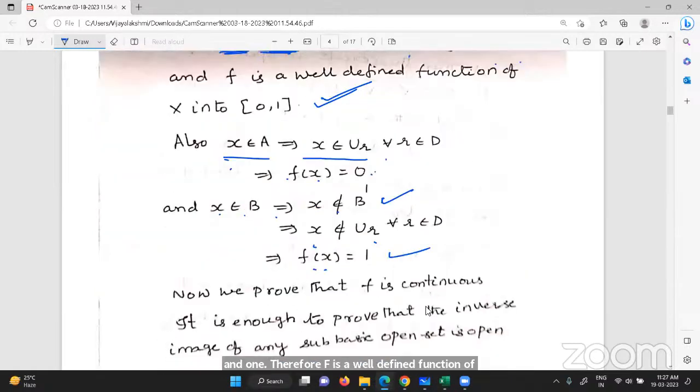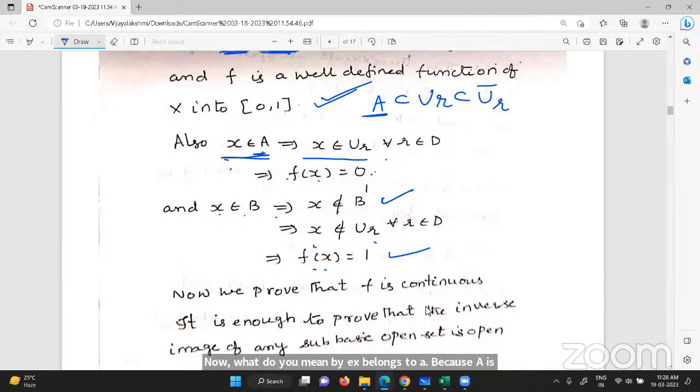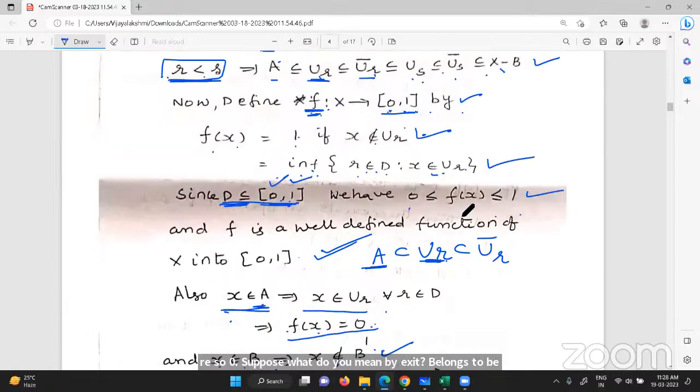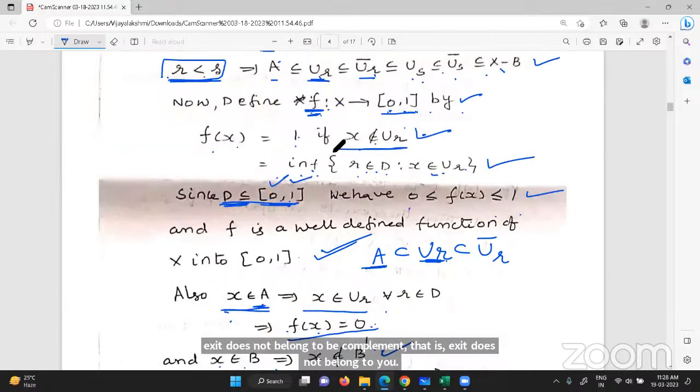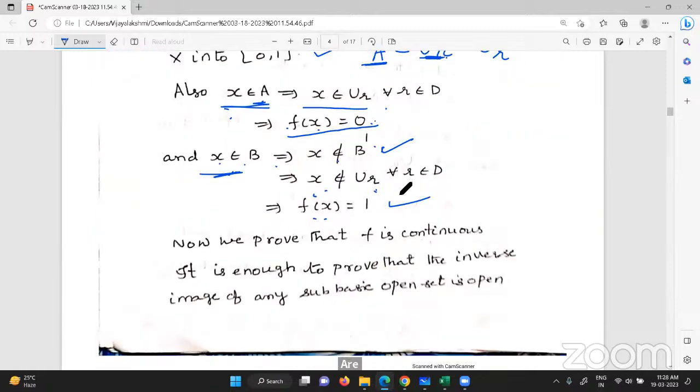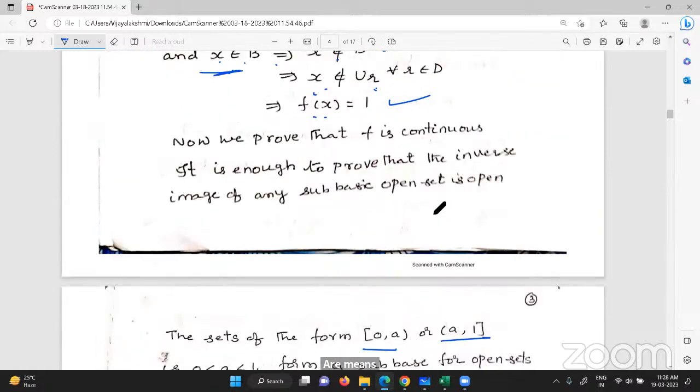Now, what do you mean by x belongs to A? Because A is a subset of U r, subset of U r closure, when x belongs to A, you have x belongs to U r, so f of x is 0. Suppose, what do you mean by x belongs to B? X does not belong to B complement, that is x does not belong to U r, means your f of x is 1. When x does not belong to U r, f of x is 1. So it is the completion of defining the function f of x.